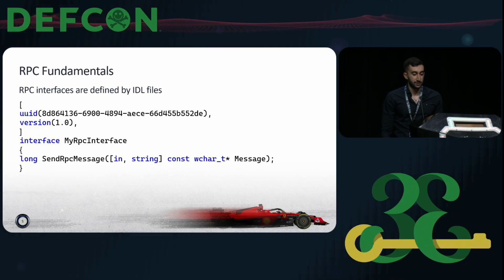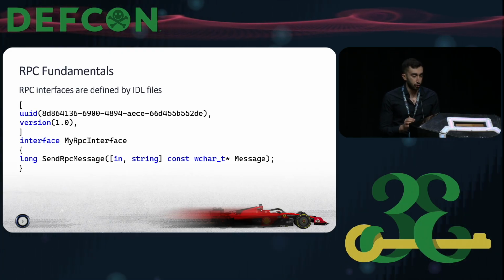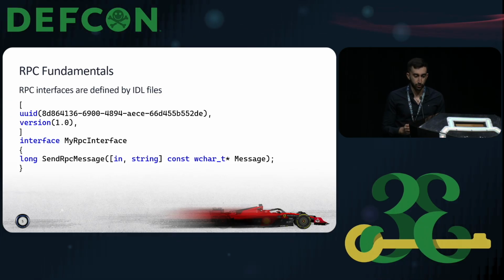Both RPC clients and servers use an interface definition language file, or IDL file. It contains the properties of the RPC interface, like definitions of structs, enums, functions, and most importantly, the UUID. This unique identifier is used by the server when it registers to the machine and used by the client when it looks for its server.